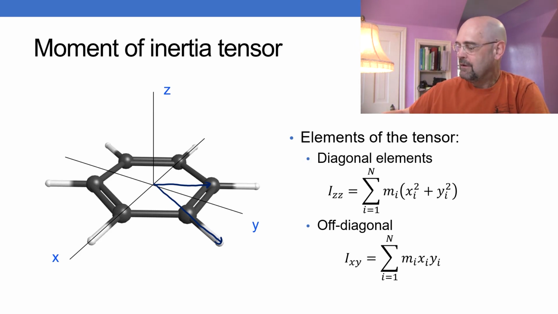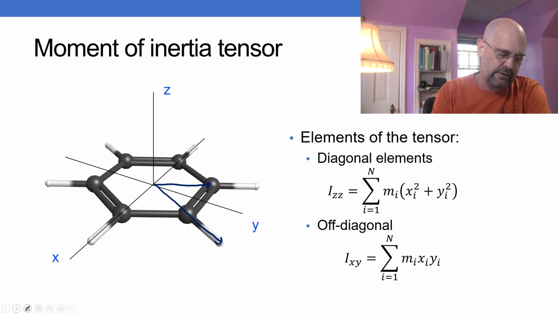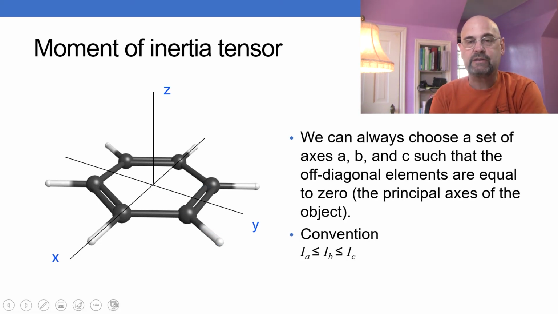We can simplify this greatly, and this is one of the first things one would do if you're doing this classically: you can choose any set of axes, rotate your coordinate system, and find some set of axes such that the off-diagonal elements are equal to 0. Then it becomes 3 separate rotations with 3 separate moments of inertia, and they're not coupled together. Our convention is going to be that the moment of inertia for axis A is less than that of B, is less than that of C.